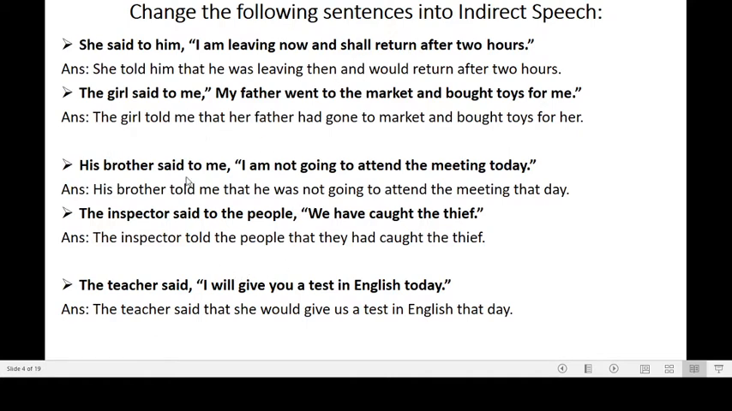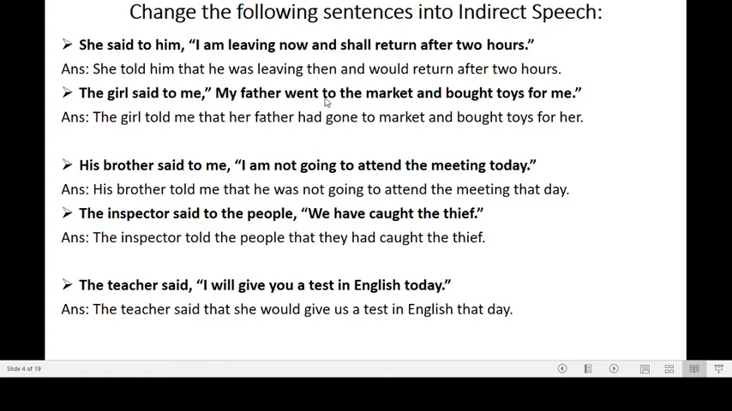So these are the different examples which are given in the textbook and you can just have a look at them. The girl said to me, my father went to the market and bought toys for me. Here, my father went to the market and bought toys for me. This is a statement. And you should know, my father went to the market, this is in simple past tense. The other part of the sentence, bought toys for me, this is also in simple past tense.